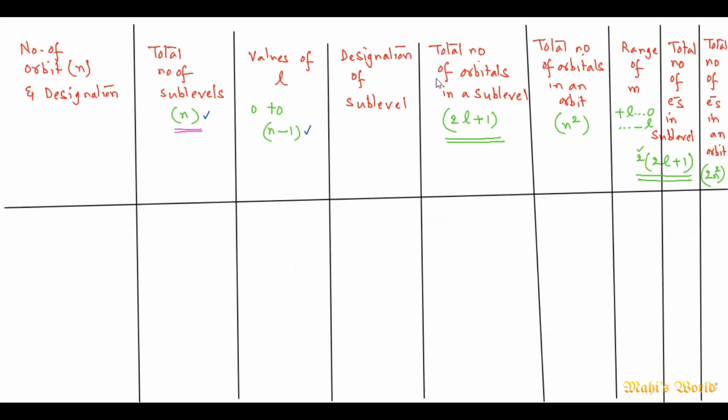Now let me go for the third orbit. The third orbit is, of course, called M shell. Now the total number of sublevels. We know that the total number of sublevels is only the value of n. So let me write the same 3 again. Coming to the values of L, 0 to n minus 1, so it has to be 0, 1, and 2.